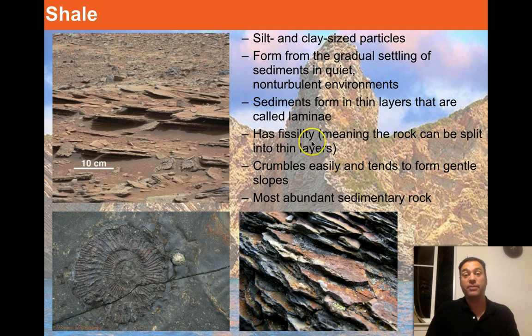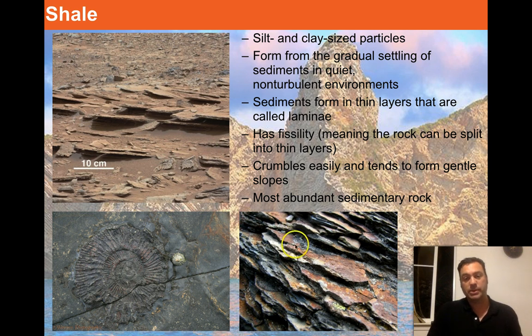It has something called fissility, meaning the rock can be split into thin layers. So this is a very fissile rock. Here we can actually see the little fissile flakes that are kind of falling down here below, and it crumbles easily and tends to form gentle slopes. And it's by far the most abundant sedimentary rock. It covers basically the bottoms of the oceans, everywhere around the oceans, and it makes up large amounts of the continents, quite frankly, as well.